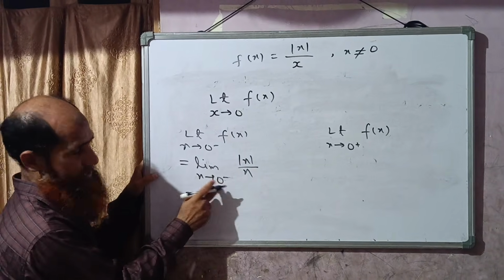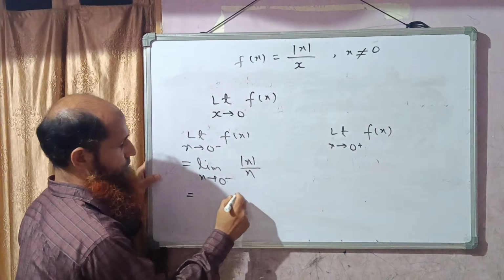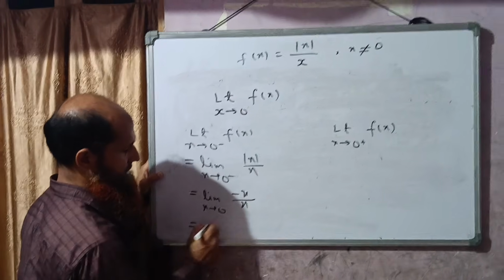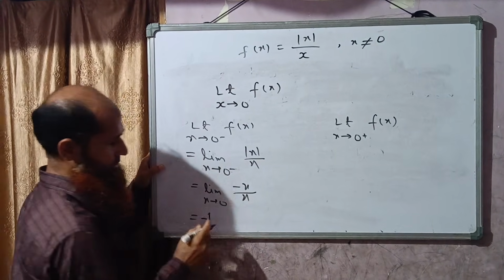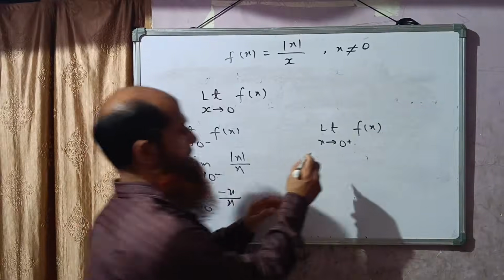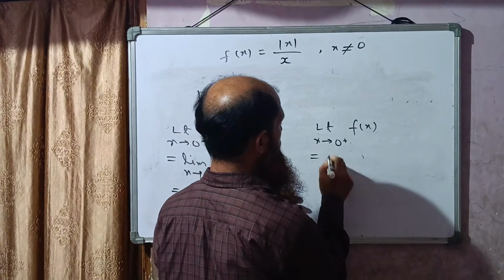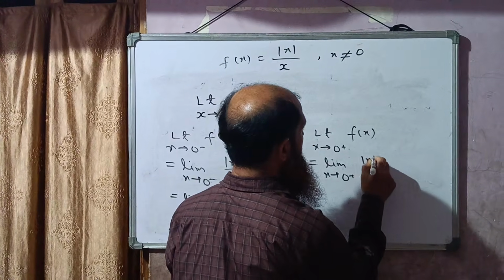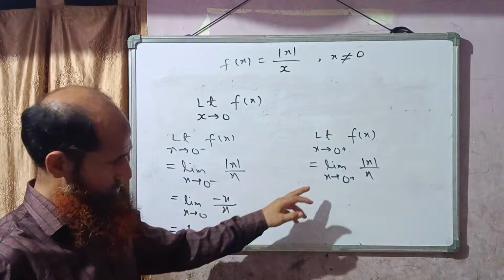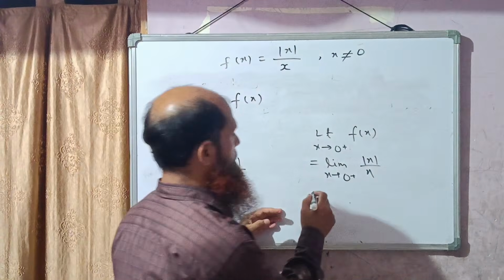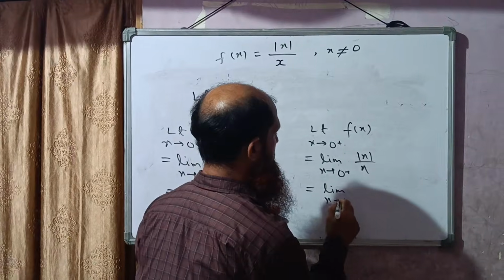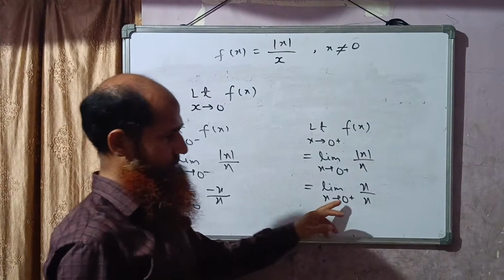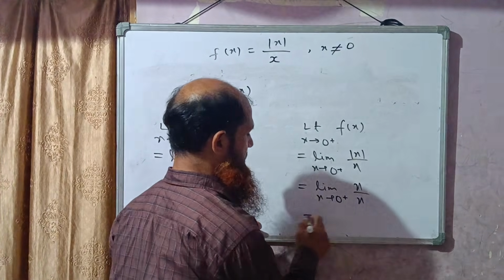Now when x is slightly less than 0, mod x is equal to minus x. So we have to put minus x divided by x. And this gives us minus 1. So this left hand limit is minus 1. And here x tending to 0 plus, this is equal to mod x divided by x. When x is slightly more than 0, mod x is equal to x. So what we have? x divided by x. So when x is positive, mod x is equal to x. So we have x divided by x, which is equal to 1.